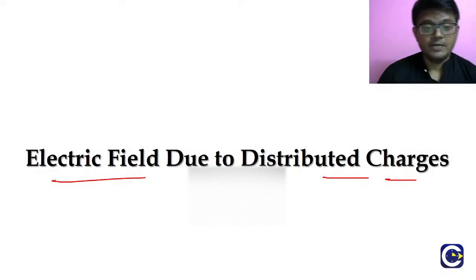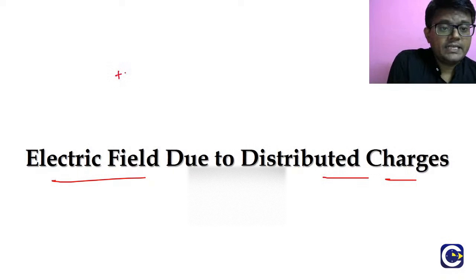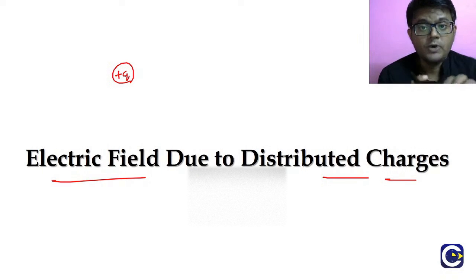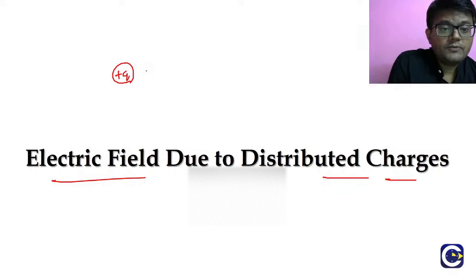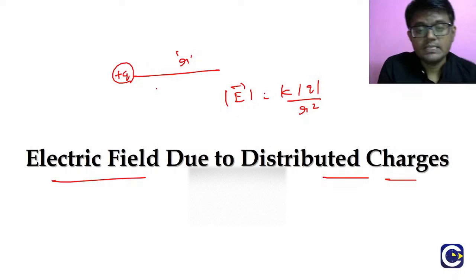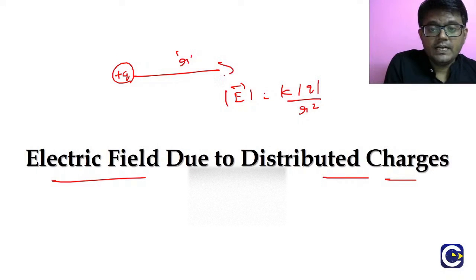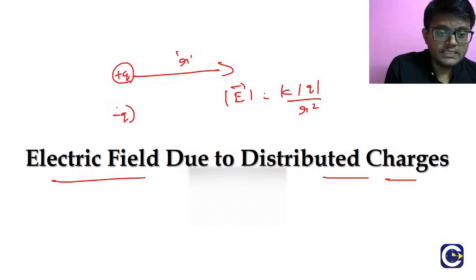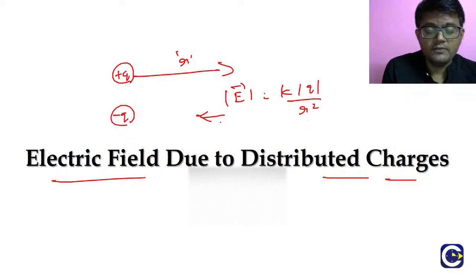Distributed charge, you know, like a point charge, if you think of the charge to be located at a single point, we call it a point charge. Because of a single point charge, at a distance r from it, the electric field magnitude is given by k into modulus of q by r square. If the charge is positive, the field direction will be radially outwards. If the charge is negative, the direction of the field will be radially inwards.